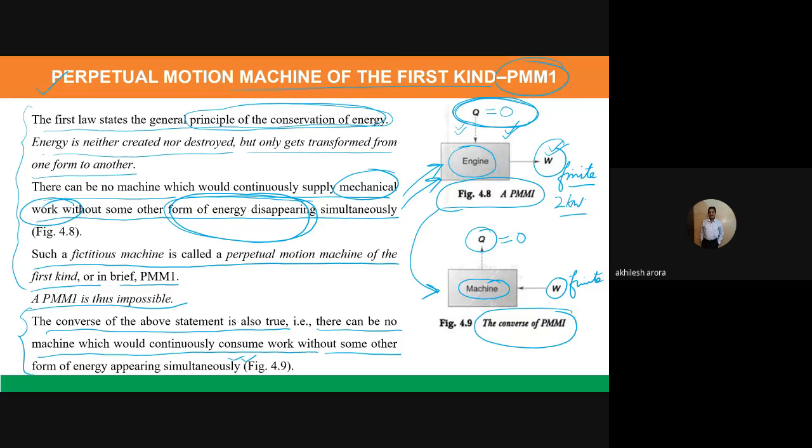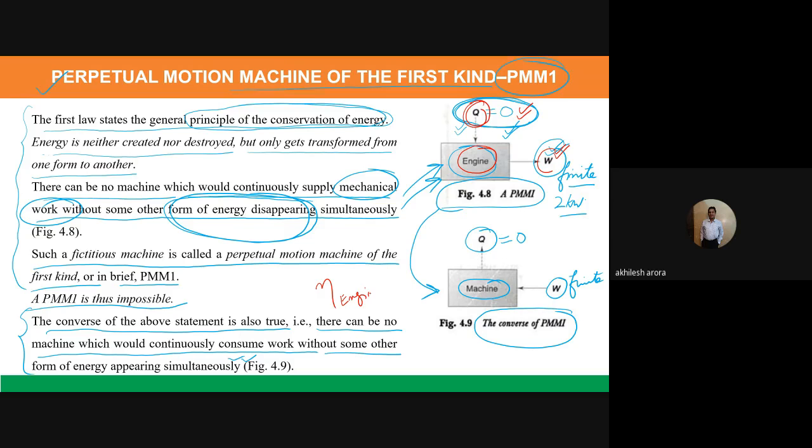Now let us once again focus on this PMM1. I would like to tell you one important thing about it. If you focus on this engine, what is the energy which we are inputting? This Q we are inputting, this is the input energy, and the value is actually equal to 0, and we are getting some finite value of W. So what is the efficiency of this engine actually?